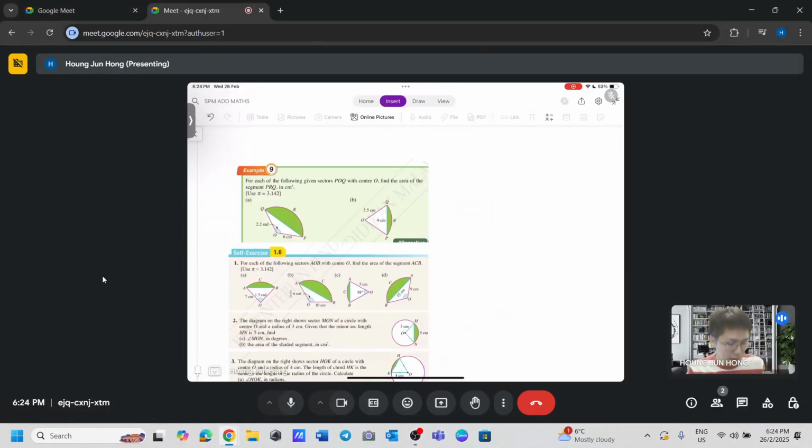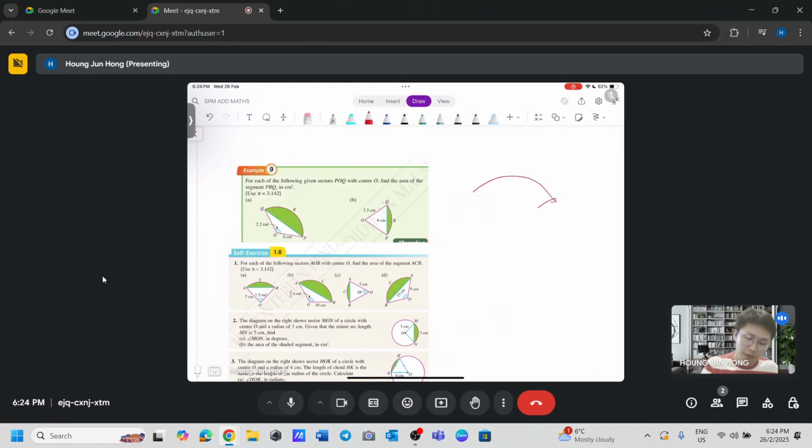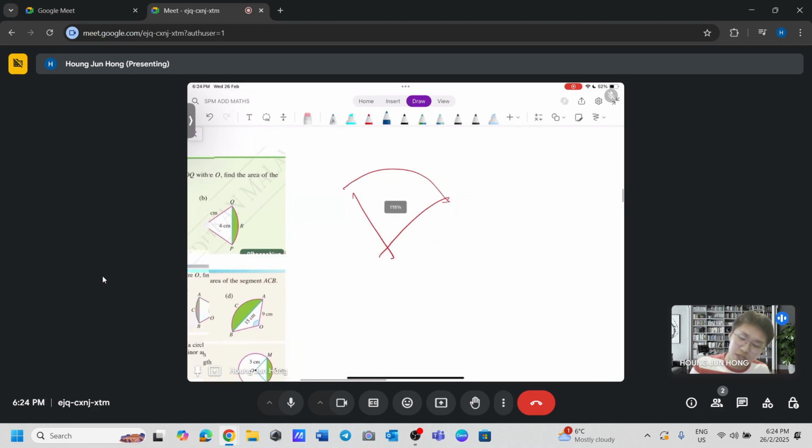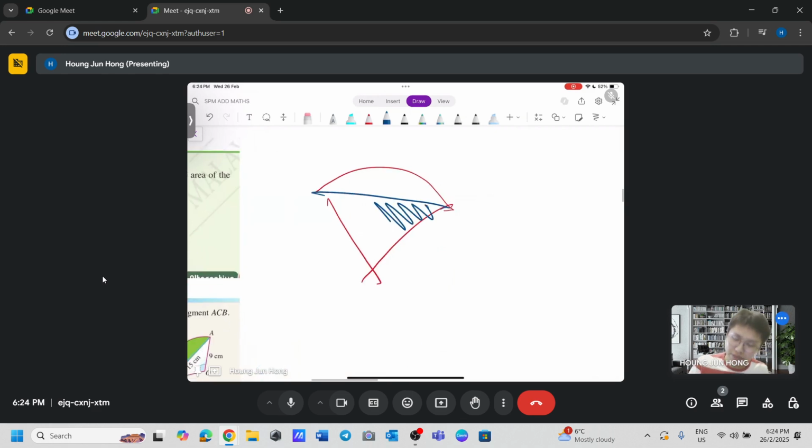Okay, now we're gonna go through a little bit of a harder example. Why do I say harder? Because now you don't just have to find a sector. You have to find two more pieces. You have to find this triangle and this circular thing over here. I call it the segment. So basically, we have to find these two parts over here. So let's see how we do that.